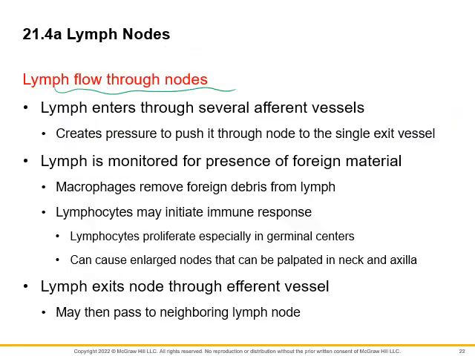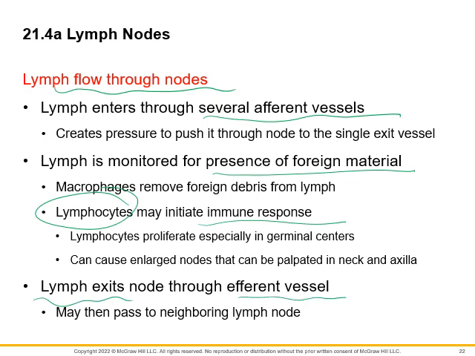So lymph flows through the nodes. It enters several afferent. It's going to be monitored for foreign materials. You're going to have lymphocytes that may initiate immune response, right? And then the lymph is going to exit through an efferent. Really what we're trying to do is slow down the flow so that these lymphocytes have enough time to do this, initiate that immune response.